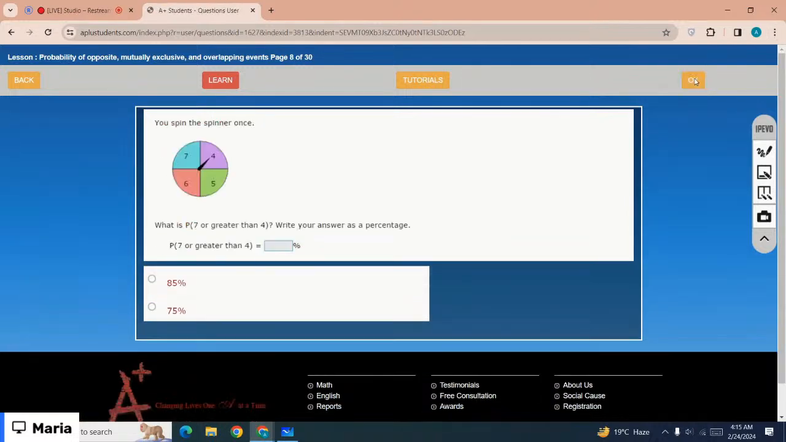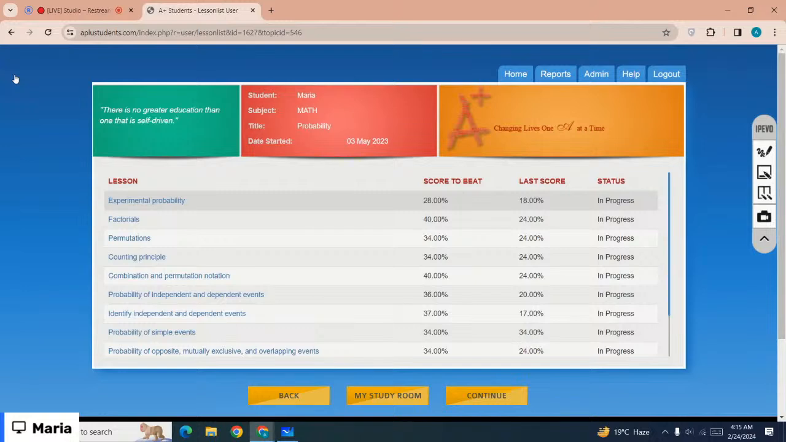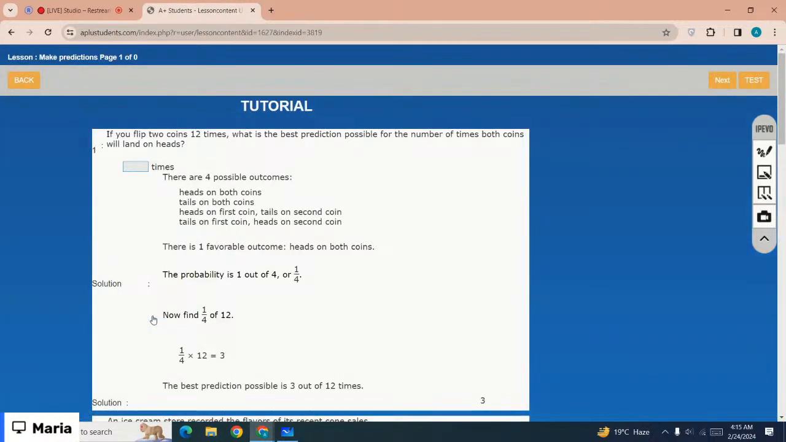Okay, you can complete the lesson by yourself later today. Let me just move on to the next lesson, and the next lesson is make predictions. Let's just start with the first example.